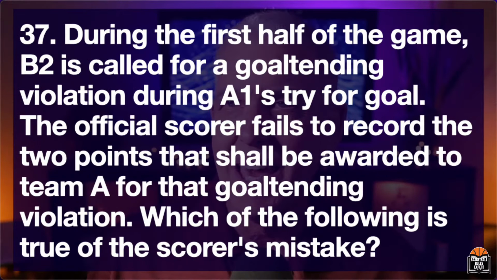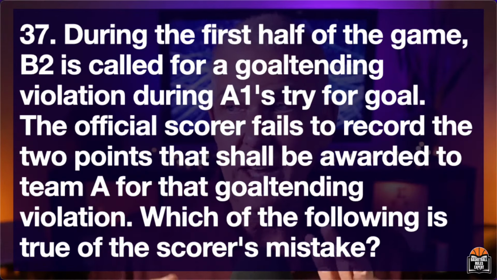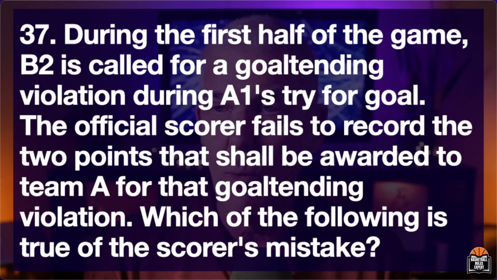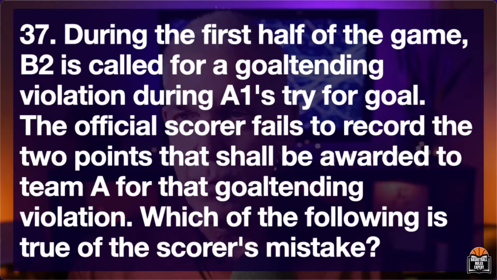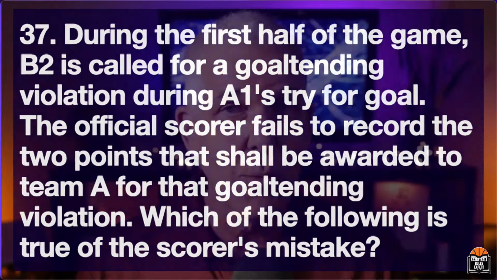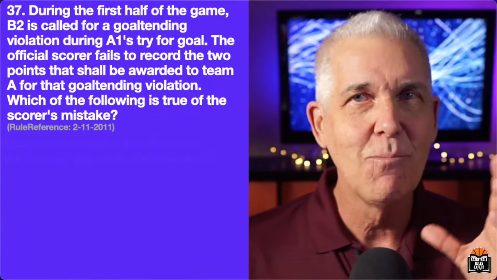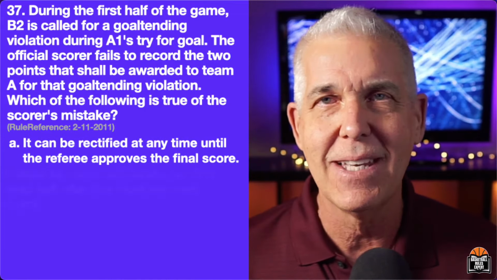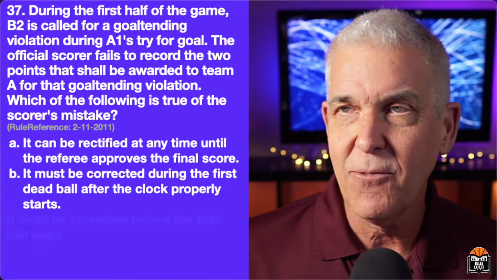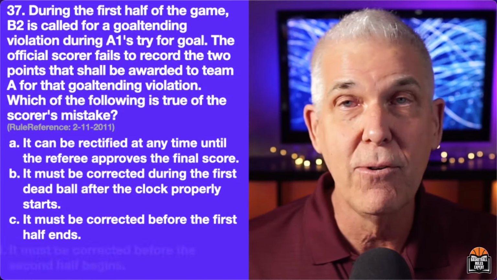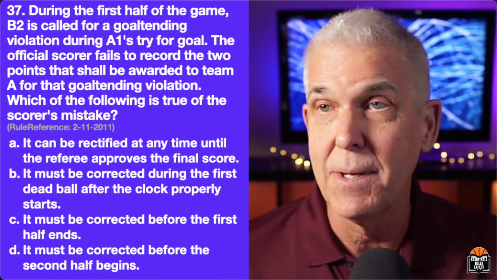During the first half of the game, B2 is called for a goaltending violation during A1's try for goal. The official scorer fails to record the 2 points that shall be awarded to the team for that goaltending violation. Which of the following is true of the scorer's mistake? We sort of foreshadowed that with a previous answer. A, it can be rectified at any time until the referee approves the final score. That is a true statement.